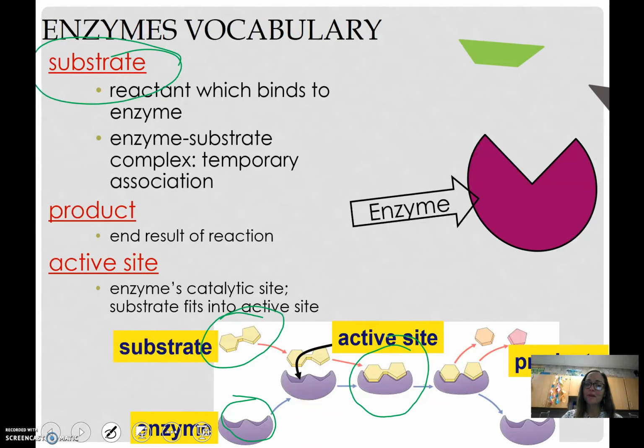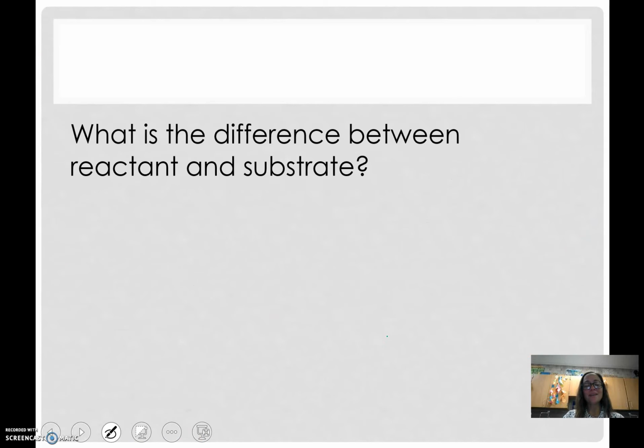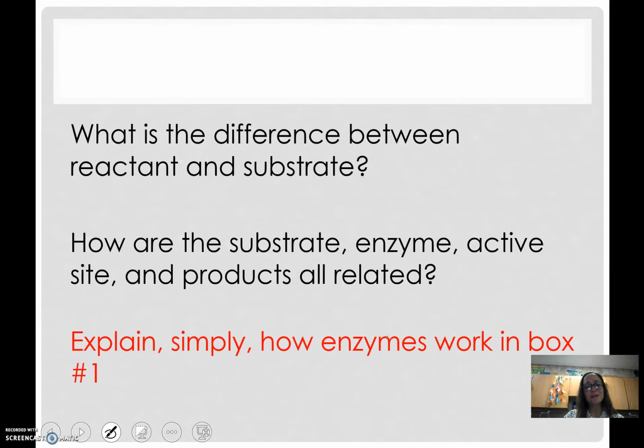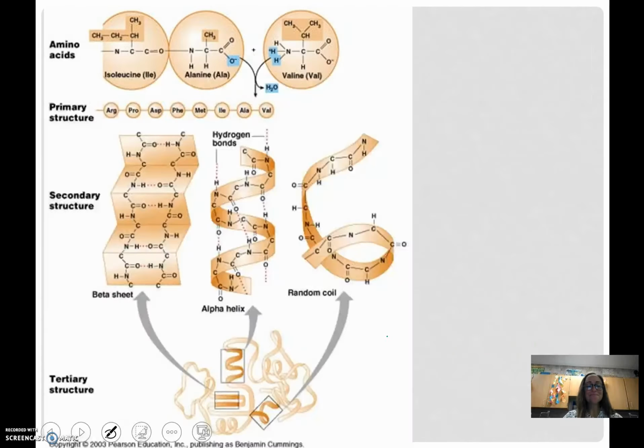I think this is like a 9th grade level understanding. All right, so let's go ahead and compare and contrast, or what's the difference between a reactant and a substrate. But at the same time, how are they the same? So I want you to also think about how the words substrate, enzyme, active site, and products are all related. If you were to write a sentence or two that explained how enzymes work, I'd like you to write that sentence using all of these words in your box number 1. You can always rewind the video and go back and look at it and hear it again if you'd like.